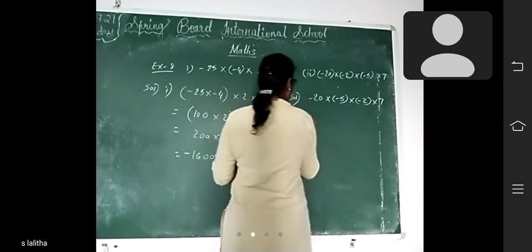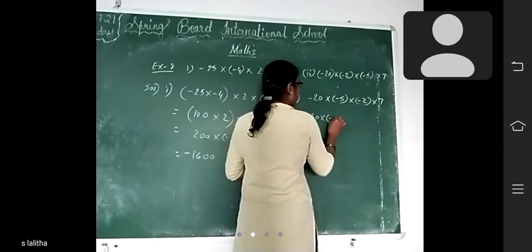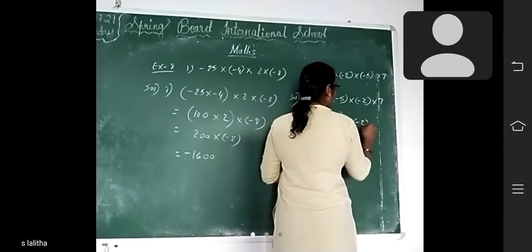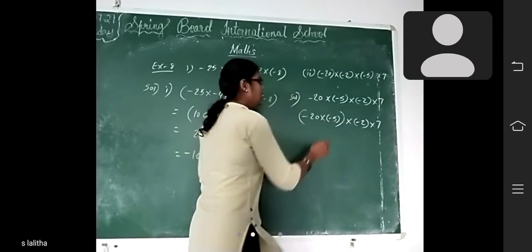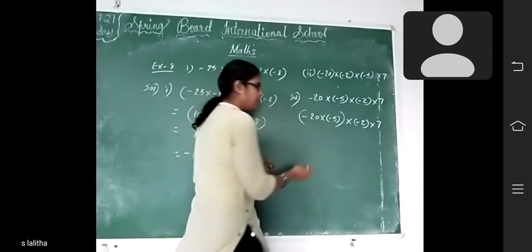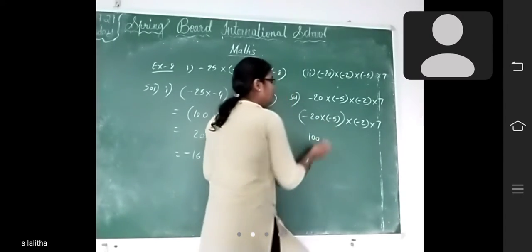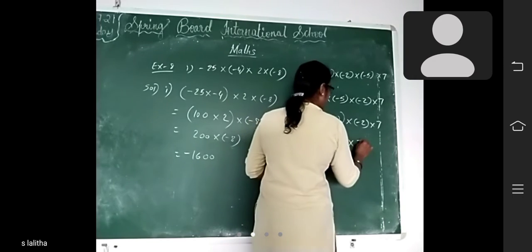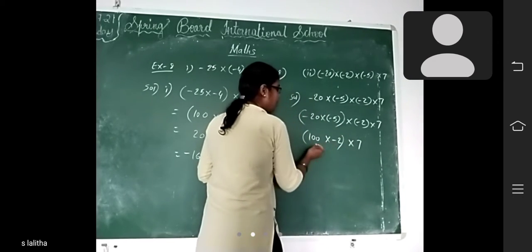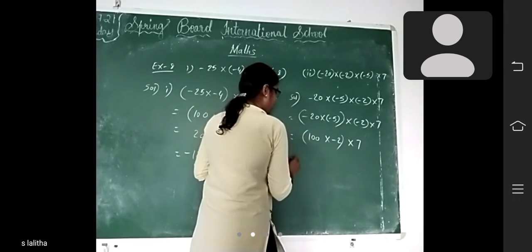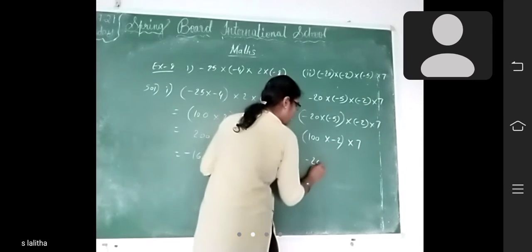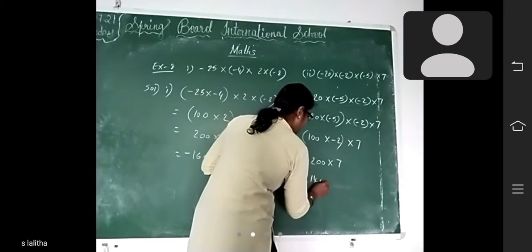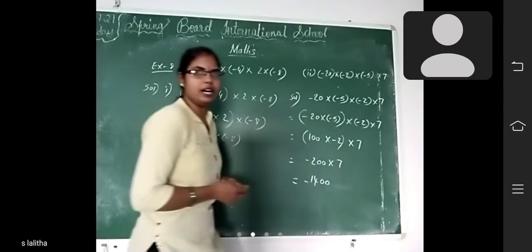Now minus 20 into minus 5, you should multiply these two first. Then minus 2 into 7. So 20 into 5, how much? 5 20s are 100. Minus into minus, plus 100 into minus 2 into 7. Now again multiply these two. 100 into minus 2, how much? Minus 200 into 7. How much? Minus 1400. Did you understand now?